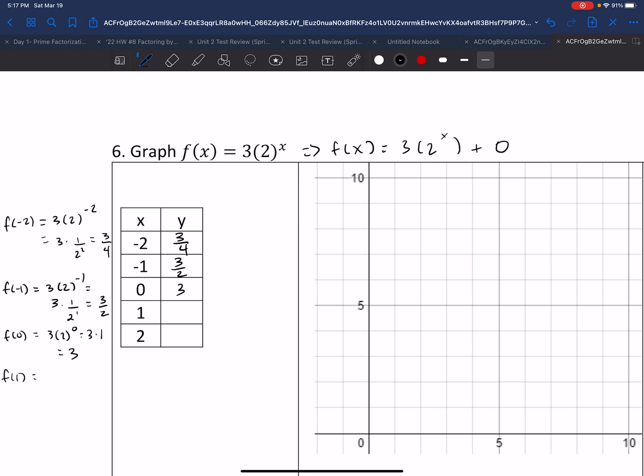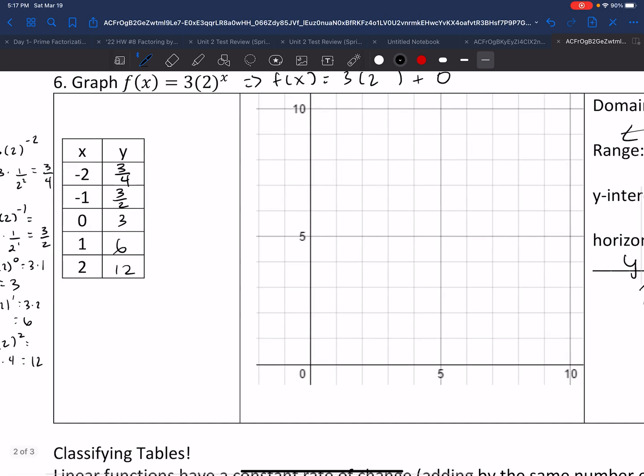f of 1 is equal to 3 times 2 to the 1st power. That's the same thing as 3 times 2, which is just 6. And then f of 2 is equal to 3 times 2 to the 2nd power, which is rewritten as 3 times 4, which is just 12. Okay, so hopefully I am not making any mistakes here. Okay, that's fine. This looks fine to me. So let's start graphing the easy parts first. These are whole numbers, so I'm going to go ahead and graph the whole numbers.